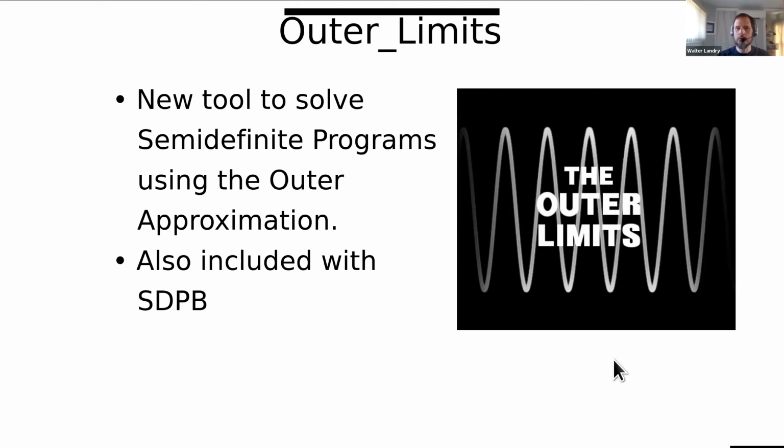So that's one new tool. The second new tool, which is what I've been spending most of the time on, is outer limits. It's essentially another tool to solve semi-definite programs. And it uses a different method called the outer approximation. It's now included with SDPB, so you can try it out.